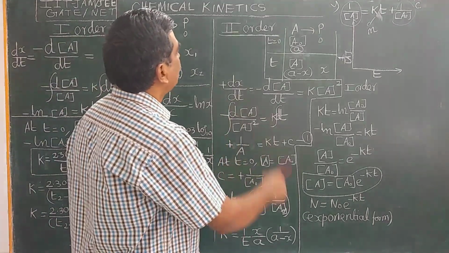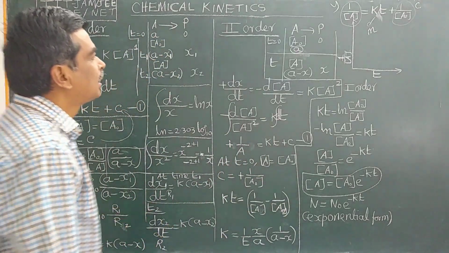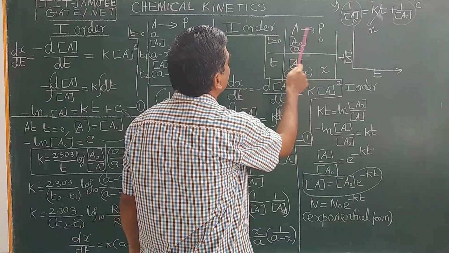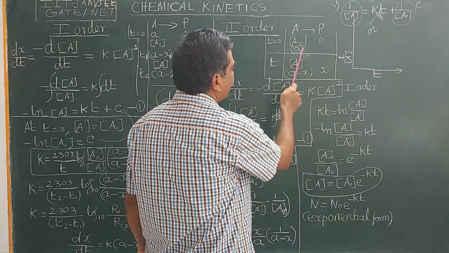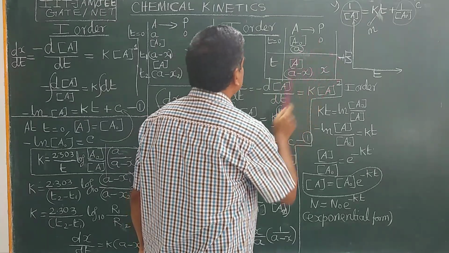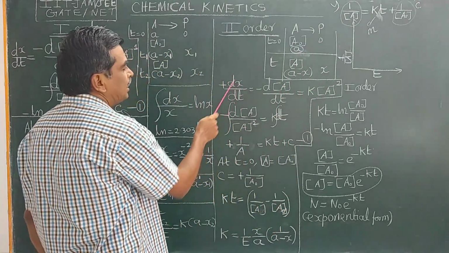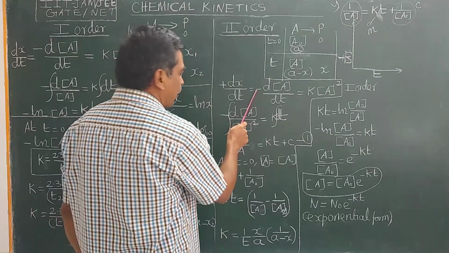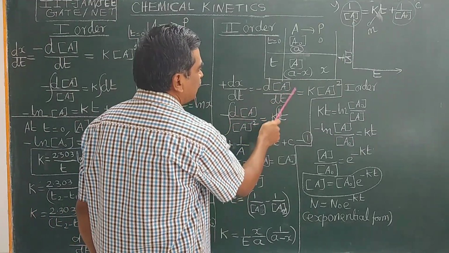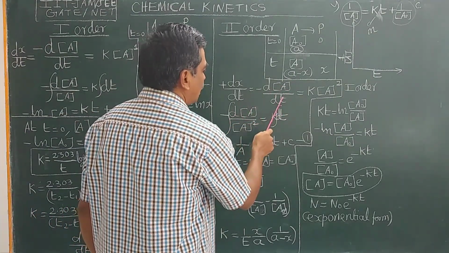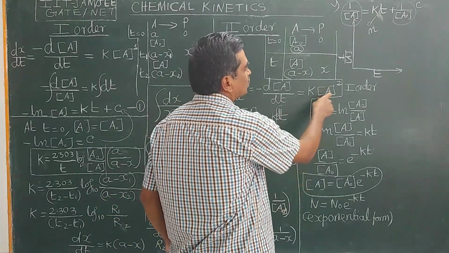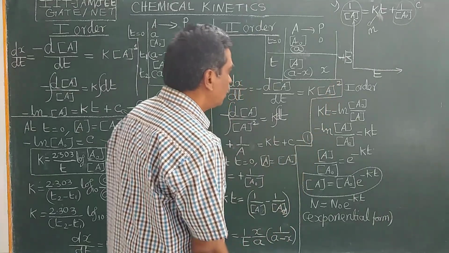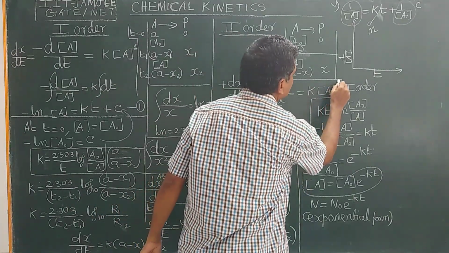Now let us quickly go to the second order reaction. In the case of a second order reaction, again A gives product. At time t equal to 0, the concentration is A, and 0; at time t, A minus x, and x. The rate of the reaction dx by dt, or minus dA by dt, the decrease in concentration per unit time, equals K into concentration to the power 2. So this is a second order reaction.